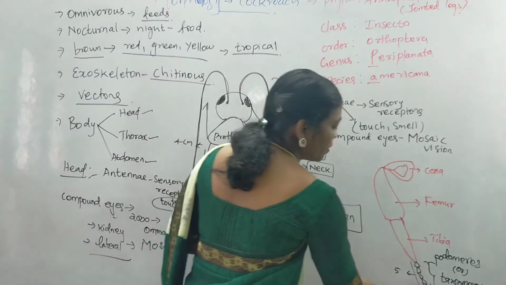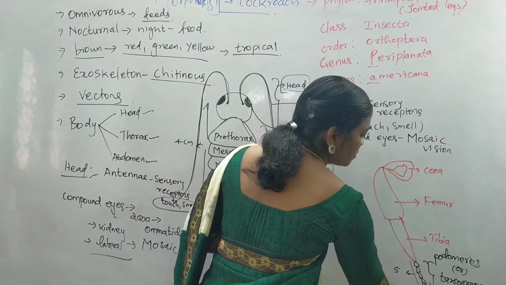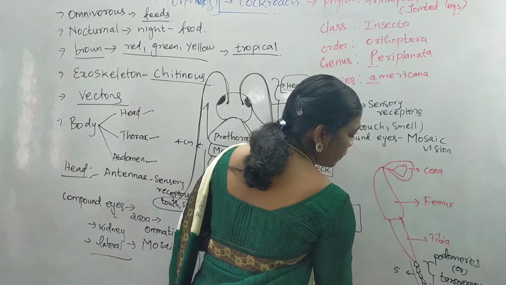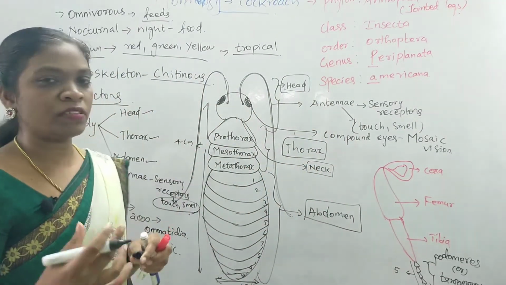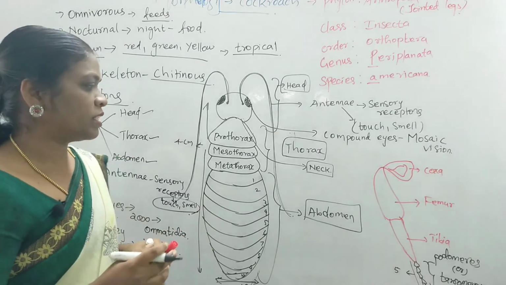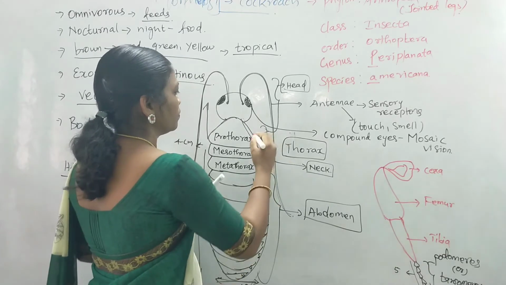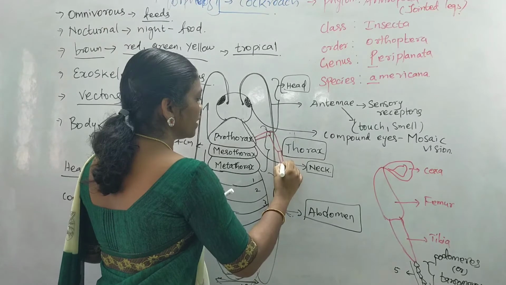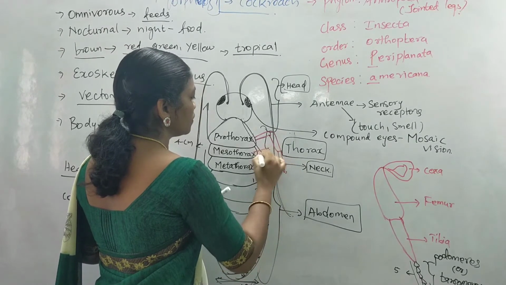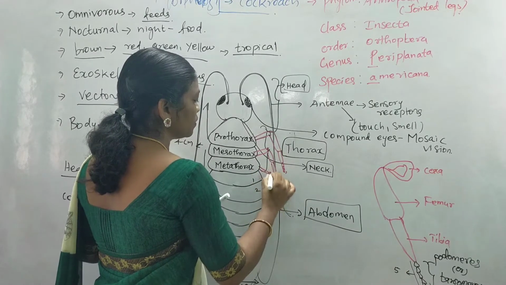At the end of this you can find claws on both sides, and there will be a small pad-like structure which will help the organism to hold the surface, whether it is rough or smooth. A pair of walking legs here. I am drawing it on one side, because on the other side I will draw wings so that it will be visible.